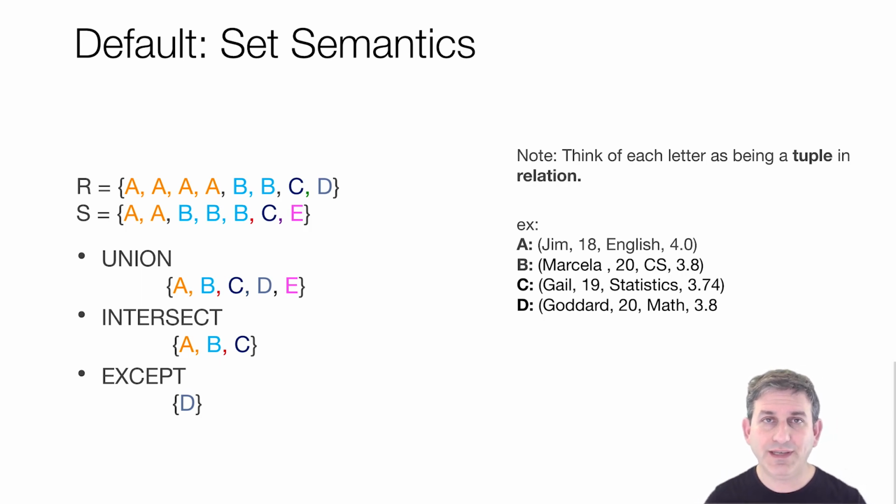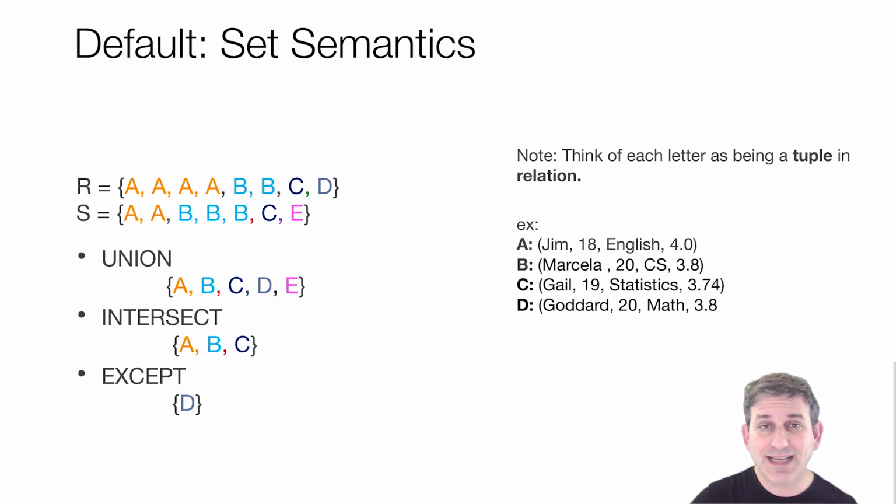I've written them in an encoding on the left that we can decode on the right. So we have two relations, R and S. R has 8 tuples: 4 copies of tuple A, 2 copies of tuple B, a copy of tuple C, and a copy of tuple D. On the right-hand side, I'm showing you what the actual tuples are that correspond to those encodings. So really, this is a table of 8 tuples with 4 copies of this A tuple about Jim, 2 copies of the B tuple about Marcella, 1 copy of the C tuple about Gail, and 1 copy of the D tuple about Godard. Okay? And now S has 2 A's, 3 B's, a C, and an E.